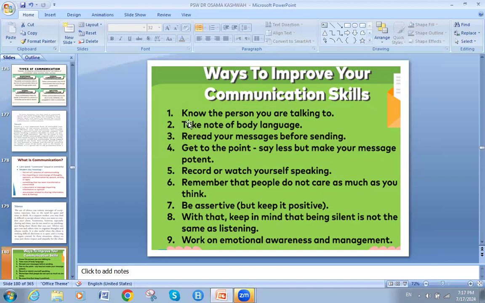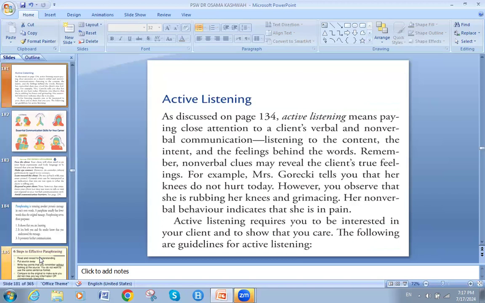Ways to improve your communication skills: know the person you are talking to, take notes of body language, read your messages before sending, get to the point, record or watch yourself speaking. Remember that people do not care as much as you think. Be assertive, but keep it positive. With that, keep in mind that being silent is not the same as listening. Work on emotional awareness and management with your client. These are the points you should be worried about when you deal with your client.